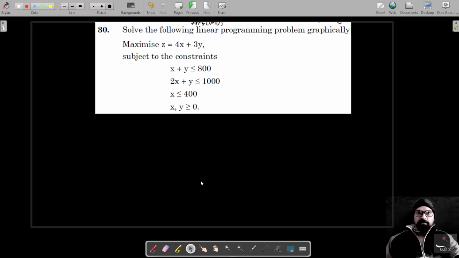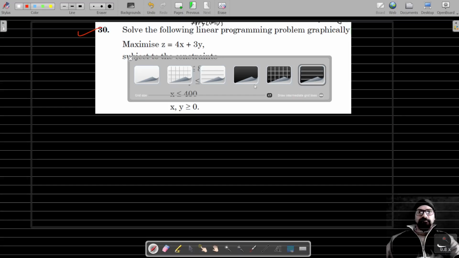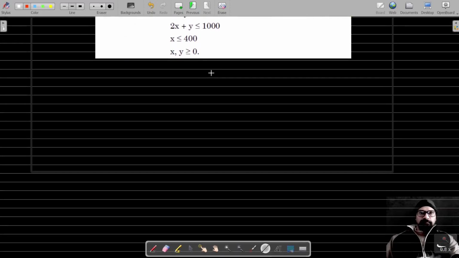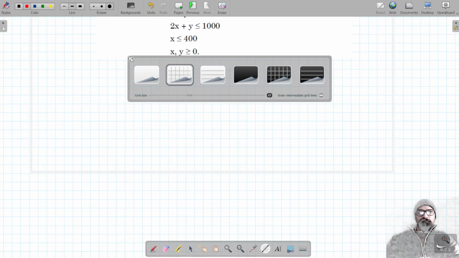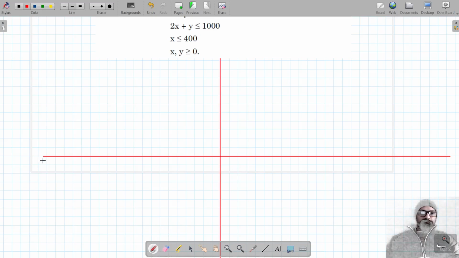Okay, for question number 30, which is LPP based question, we have to find the maximum of z subject to the constraint. And for which we have to plot the graph. So let's plot the graph for this. And our constraints are x plus y 800. So let's say this is our y-axis and this is the x-axis.